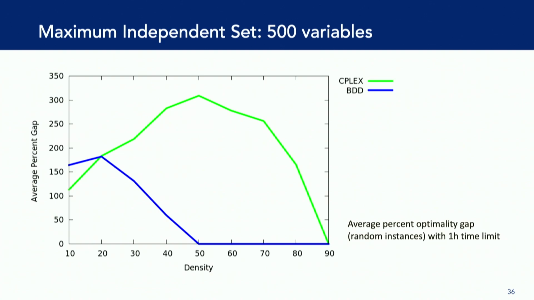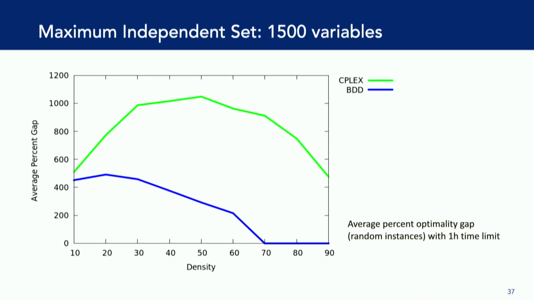And these are instances with 500 variables, and you can see that Cplex can actually not solve any one of these on average. And the BDD can solve all of them optimally from density 50 onwards and is outperforming Cplex on these problems. Here is with 1500 variables, and the picture is even starker. So this is one example that shows that the technology can actually work and can be competitive with or outperform integer programming on an application domain like this.